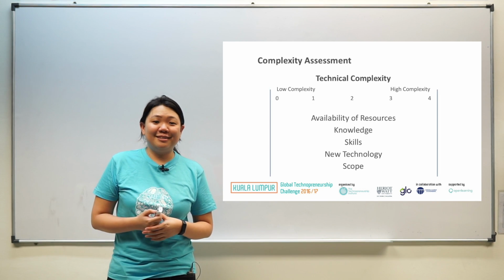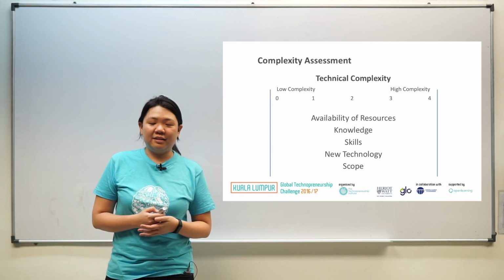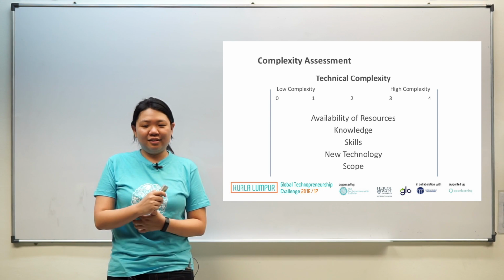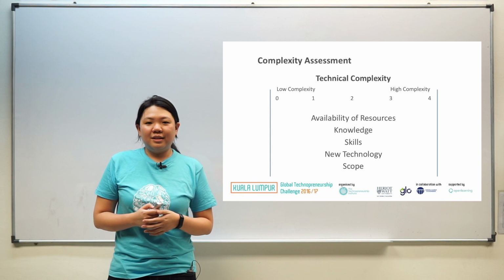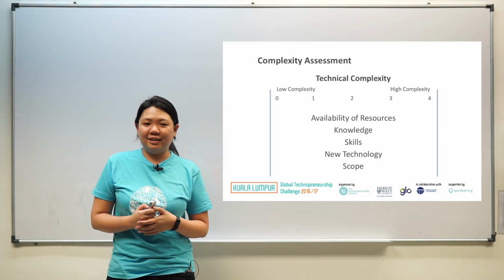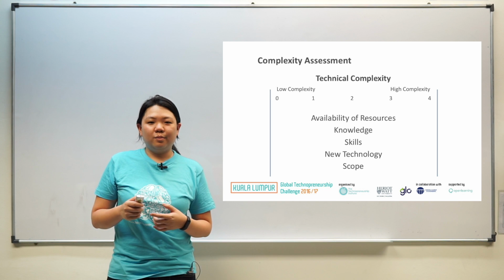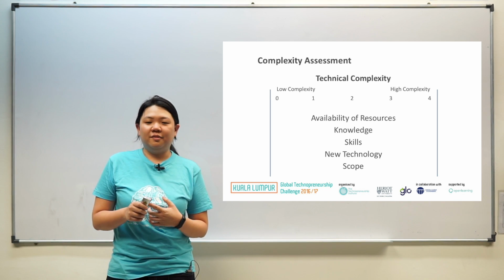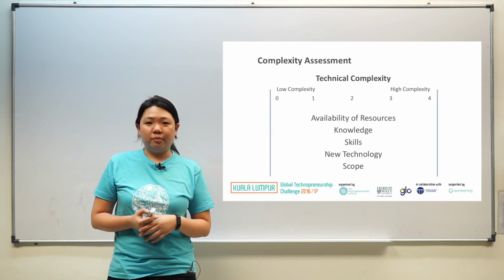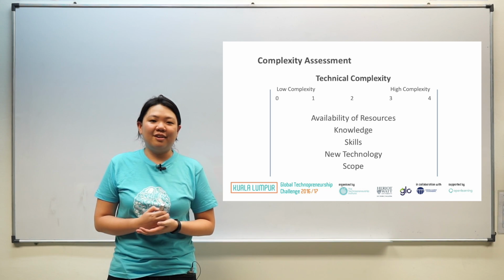So how will you determine the feasibility of your solution? In project management, we have a tool we call complexity analysis. There are two parts in complexity analysis: one is the technical complexity and the other is the business complexity. These complexities range from a scale of 0 to 4, with the low complexity being 0 and the high complexity being a 4. For technical complexity, we judge on 5 aspects: availability of resources, knowledge, skills, new technology, as well as the scope. For availability of resources, do you have the resources necessary to carry out your solution?